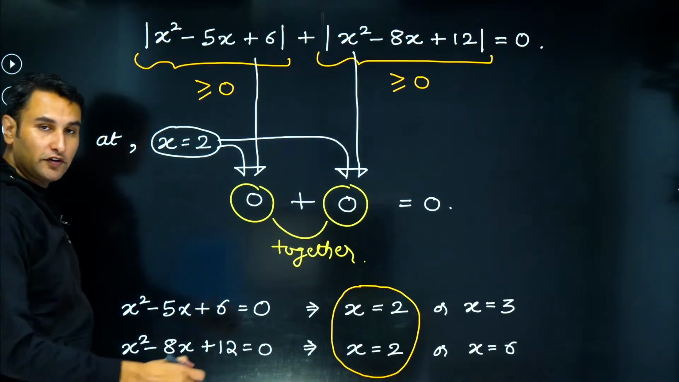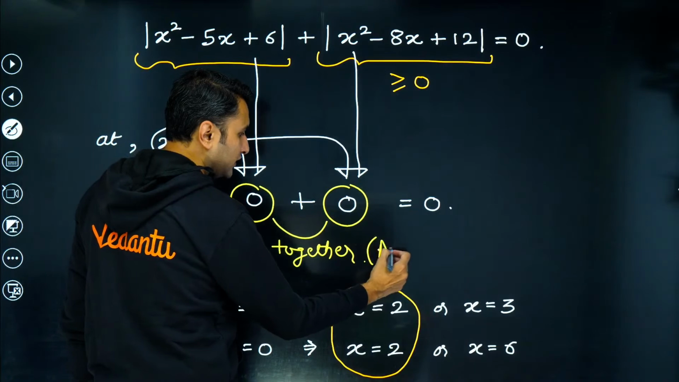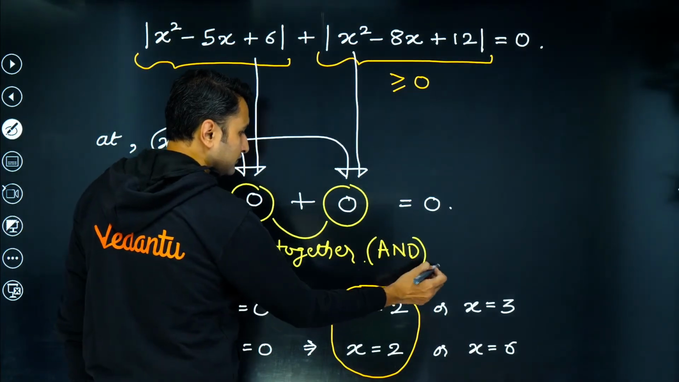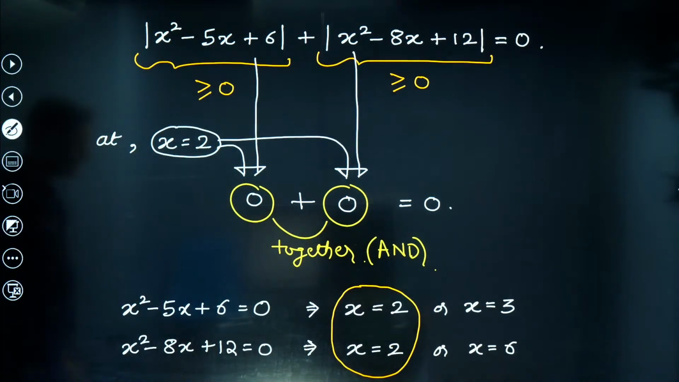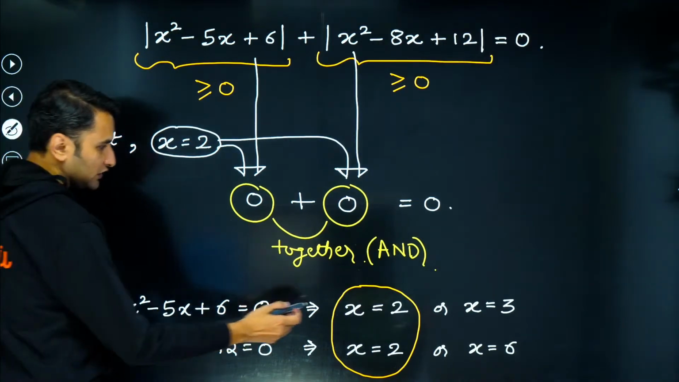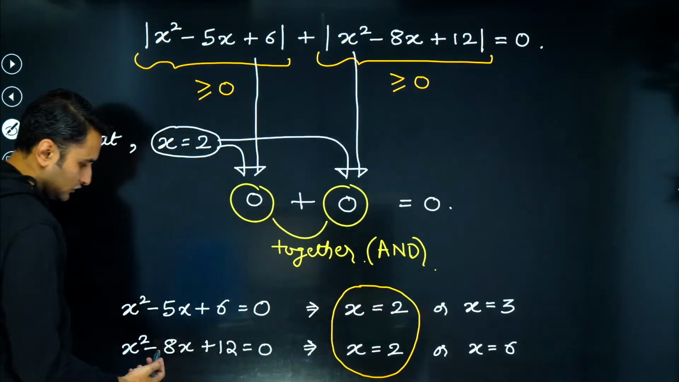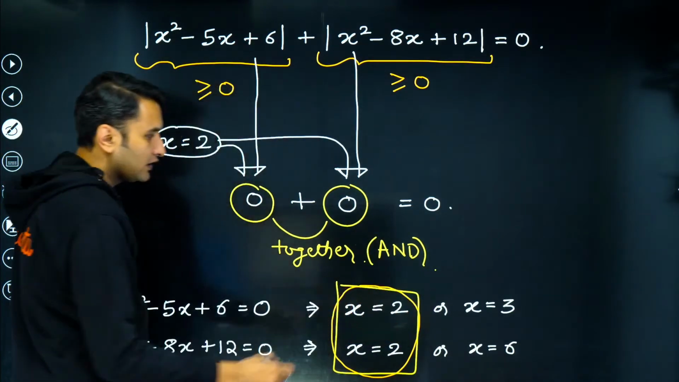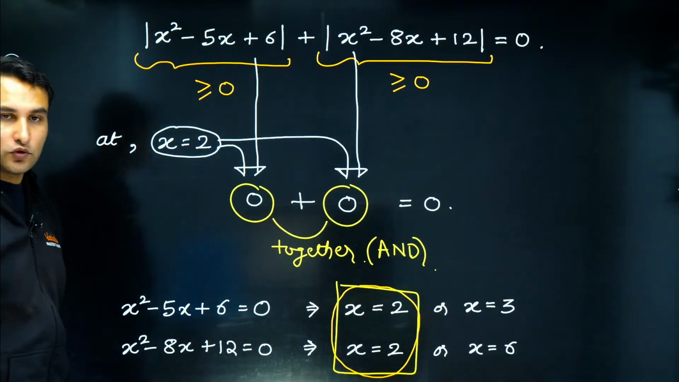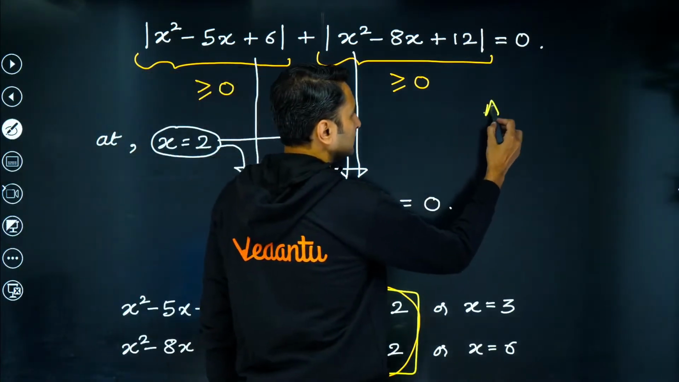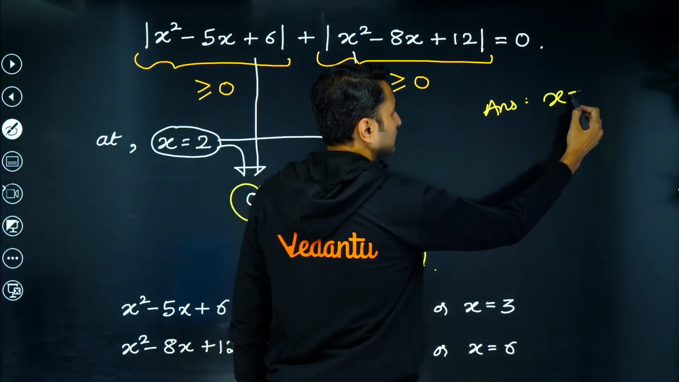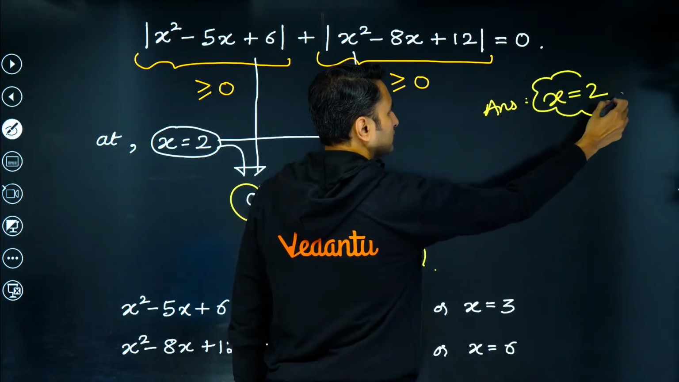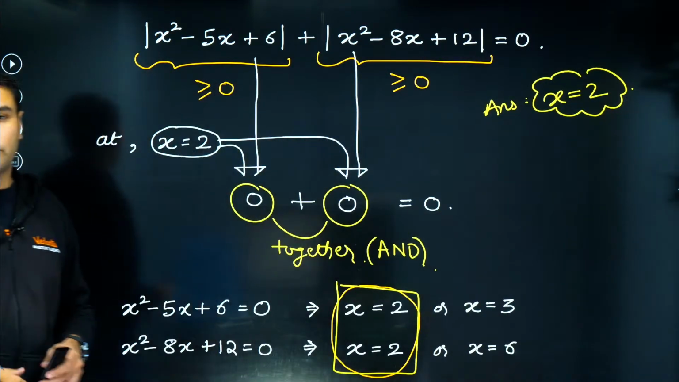And whenever we do anything together, we use the word and. So then we solve this. So x is equal to 2, 3. Solve this. x is equal to 2, 6. This is the only value of x which makes both of them 0 together. So hence the answer is x is equal to 2.